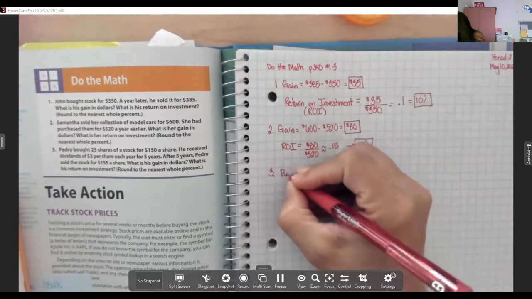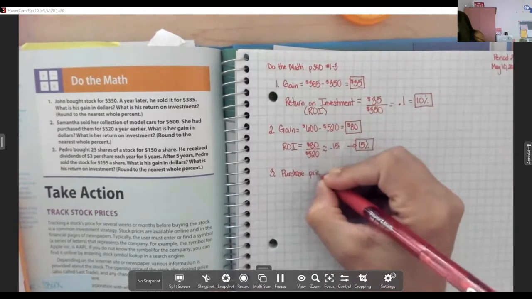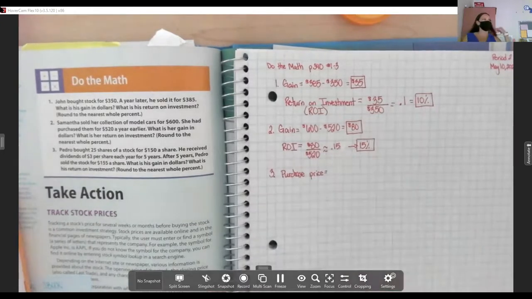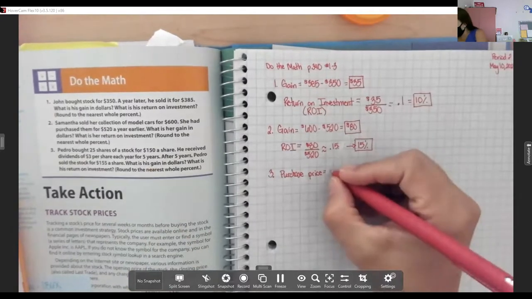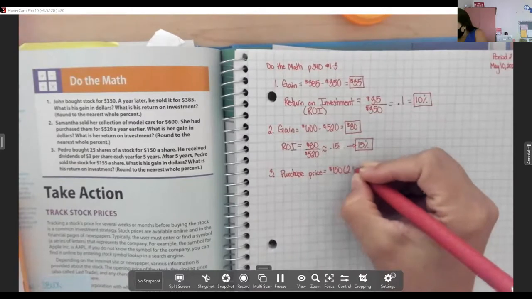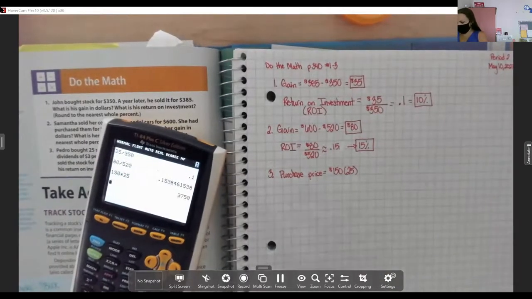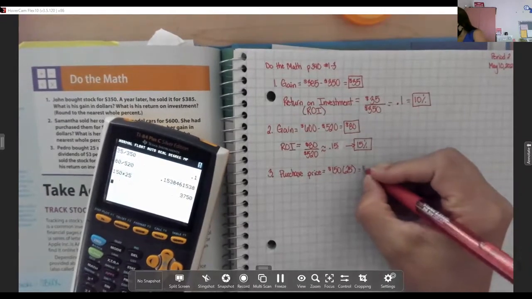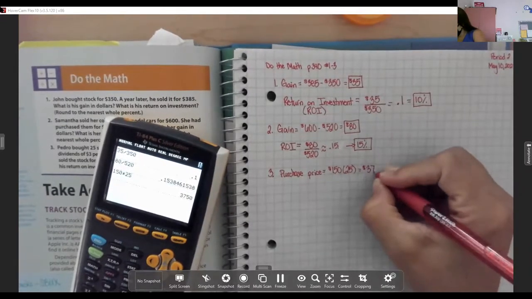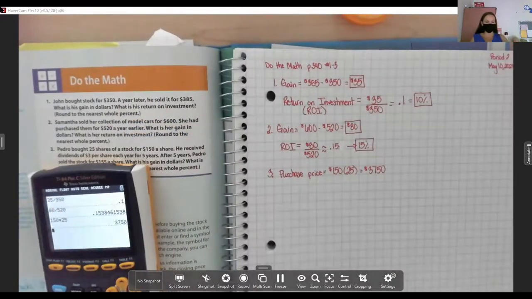So the first thing we need to figure out is the purchase price. How much money did Pedro spend? Well, he bought 25 shares at $150 a share. So $150 times 25 shares. So Pedro put in $3,750. That was his purchase price. That's how much came out of his bank account.